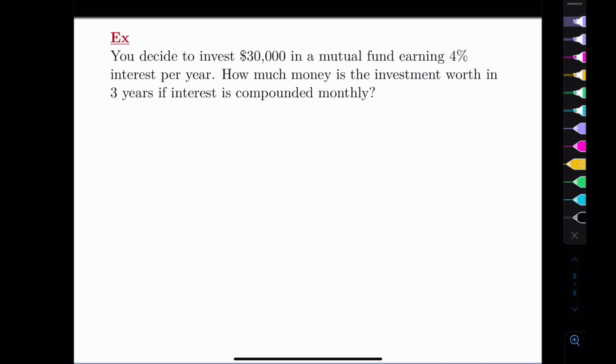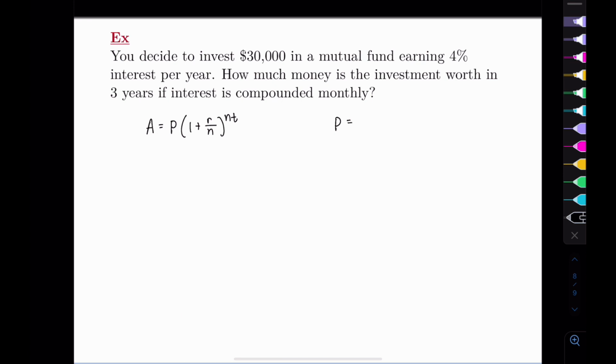So let's just try one quick example. We decide to invest $30,000 in a mutual fund earning 4% interest per year. How much money is the investment worth in 3 years if the interest is compounded monthly? So I'm going to refresh on our formula. Our amount is P times 1 plus R over N to the NT. And we just have to figure out what each of these values is.